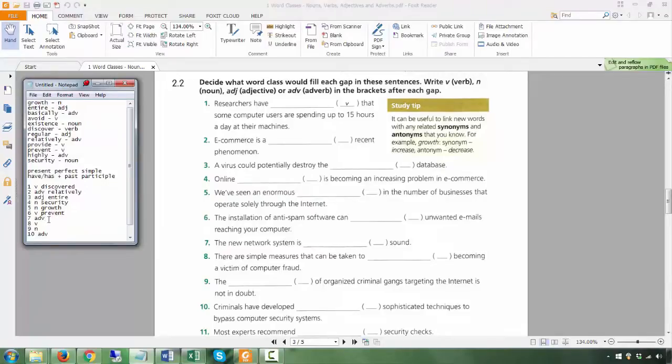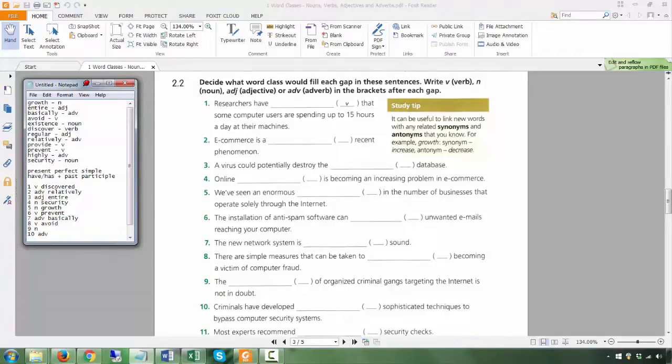7, the neural network system is what? The sound is an adjective. So this is another of the adverb. Basically, sound. 8, there are simple measures that can be taken to what? To avoid, okay, not prevent, avoid becoming a victim.